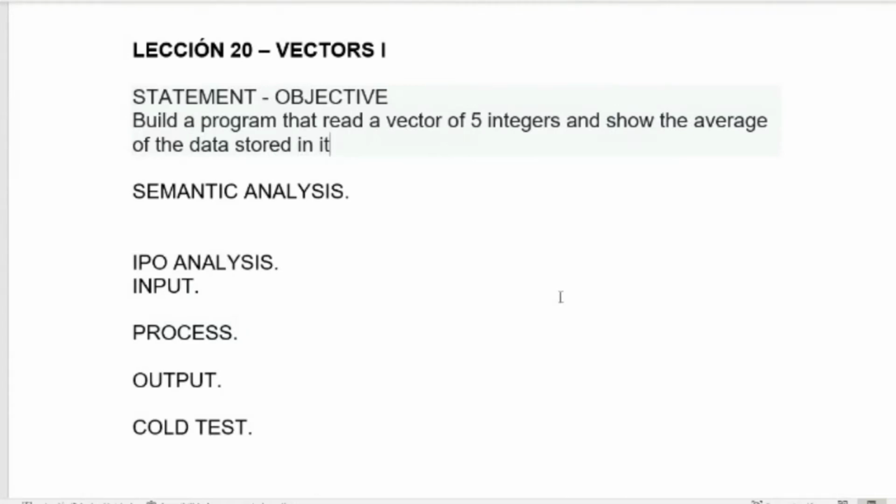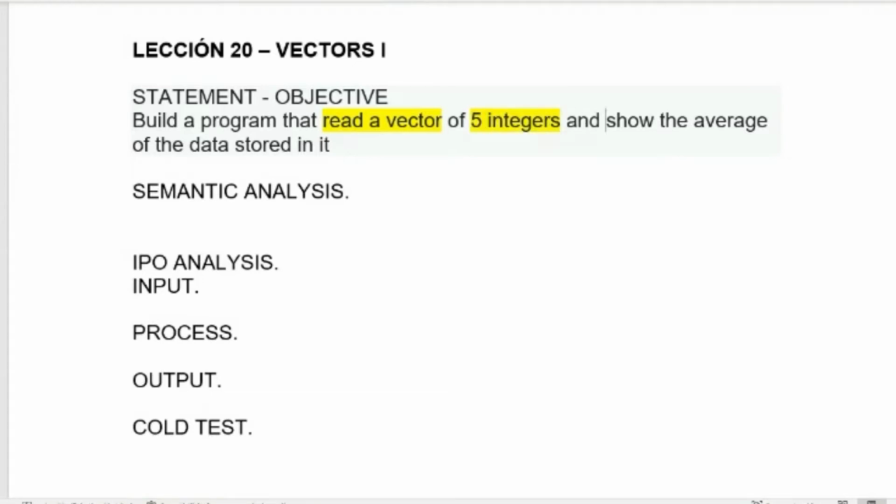The statement. Remember, this is the objective. Build a program that reads a vector of 5 integers and shows the average of the data stored in it. Okay? First, we're going to remark the words we think are very important in this statement. Read, of course. What is read? Read a vector. What does it mean? 5 integers.